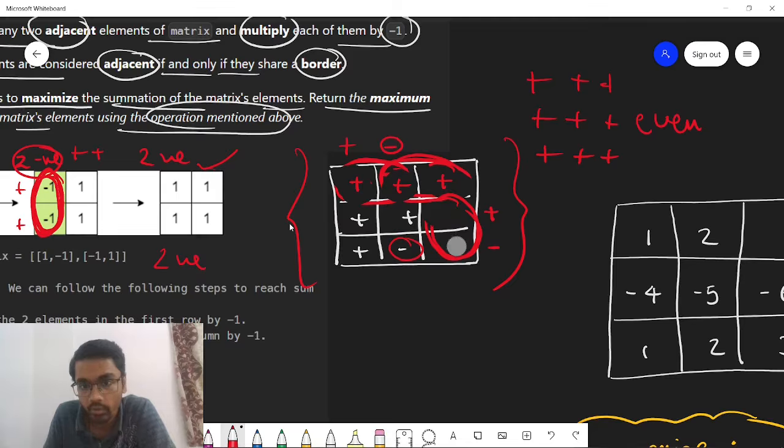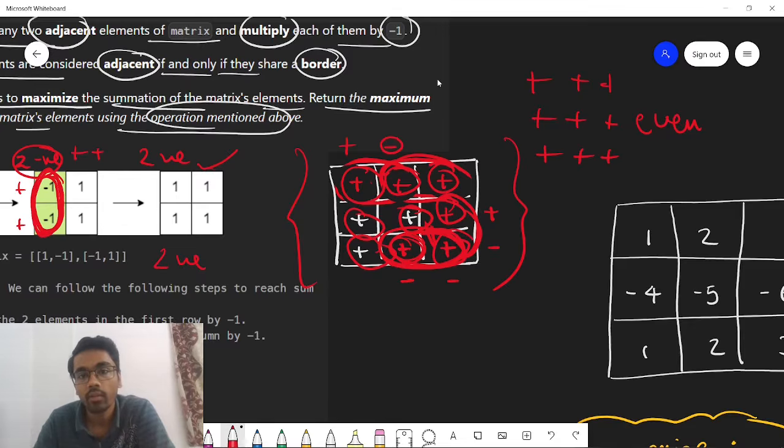So let me just write this again. So now this is positive and this is negative. Now again we will choose these two pairs, because now we have the two negative elements as the adjacent pairs. So we choose these two numbers and multiply by -1. So in the end this will also become positive. So you see, our entire matrix has now become positive.